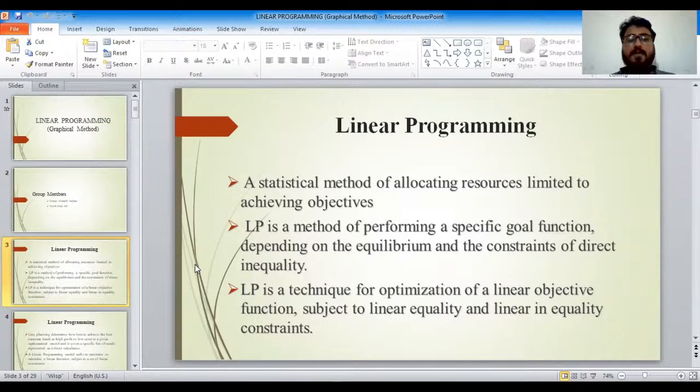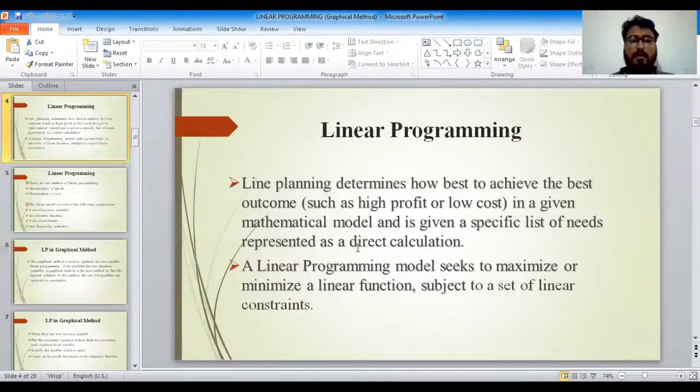Linear programming is a technique for optimization of a linear objective function subject to linear equality and inequality constraints. Linear programming determines how best to achieve the best outcome in a given mathematical model and is given a specific list of needs represented as a linear calculation. A linear programming model seeks to maximize or minimize a linear function subject to a set of linear constraints.